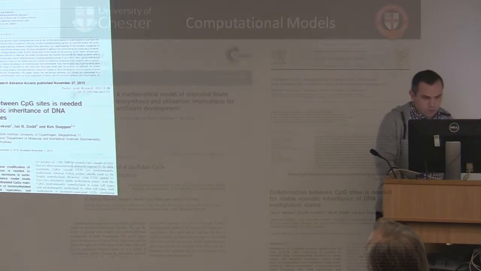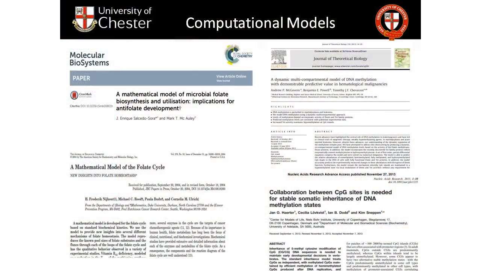So where do we come into this? Well, where we come into this is that as a collective or integrative model, these aspects of methylation haven't been modeled. But what we do have that has been modeled is the folate pathway. And most recently it was modeled by Enrique and I. But we do have other models that have been done previously of mammalian folate metabolism. We also have two examples of the DNA methylation cycle. One here is deterministic and the other is stochastic.